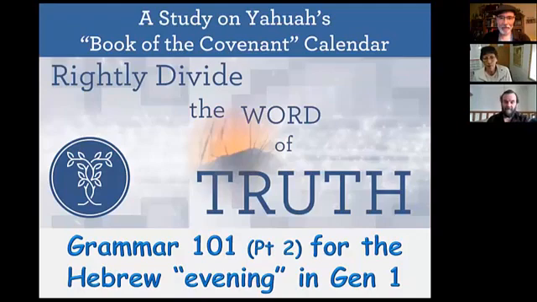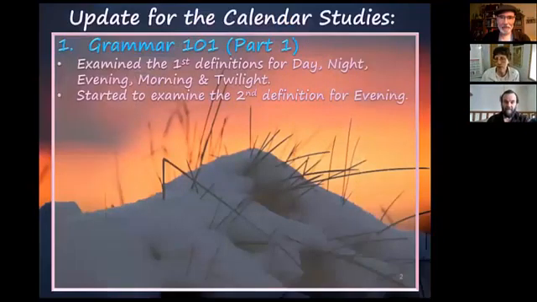But anyway, the word evening is always the trickiest part of all the studies, and so that's why most of the studies in calendar will be focusing on the word evening. So we're just going to do a little update for the calendar study in this particular session. We will be looking at Grammar 101 Part 1, where we examined the first definitions for the words day, night, evening, morning, and twilight. I just want you to remember, if you can, what we did there. And then we also started to examine the second definition for evening. We didn't get all the way through, but we'll be continuing that today.